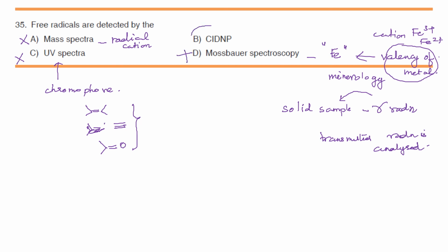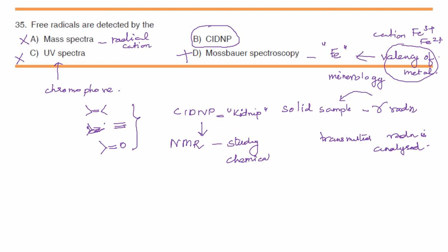Now coming to option B, which is somewhat a rare type of phenomenon. So you need to understand what is CIDNP. It is usually pronounced as kidney. CIDNP is a type of NMR technique, that is nuclear magnetic resonance technique, that is used to study chemical reactions involving radicals. I'm not going into the details of that.